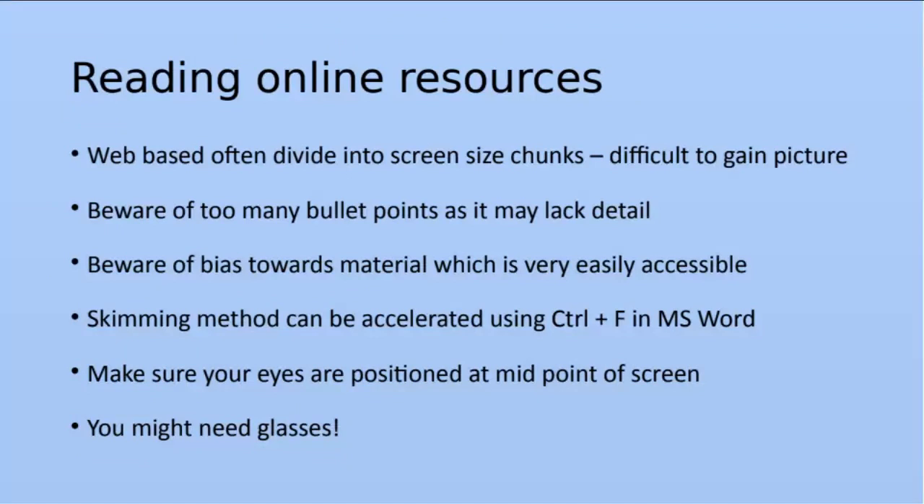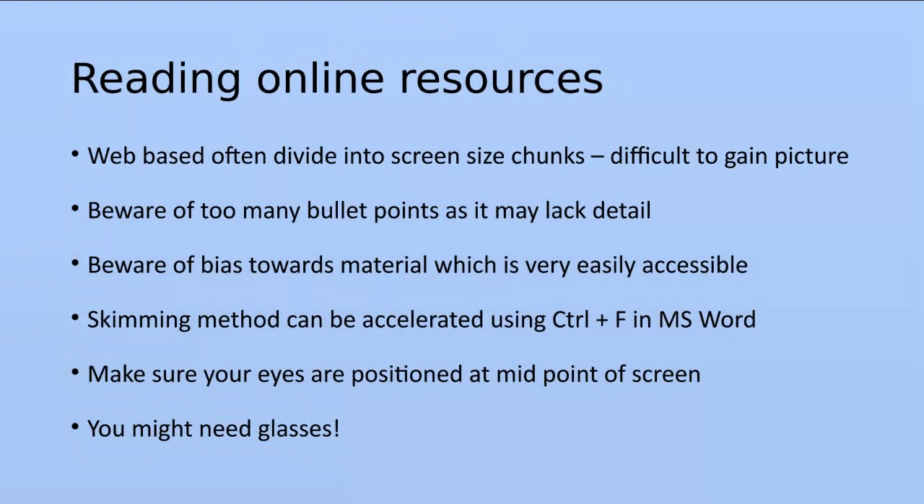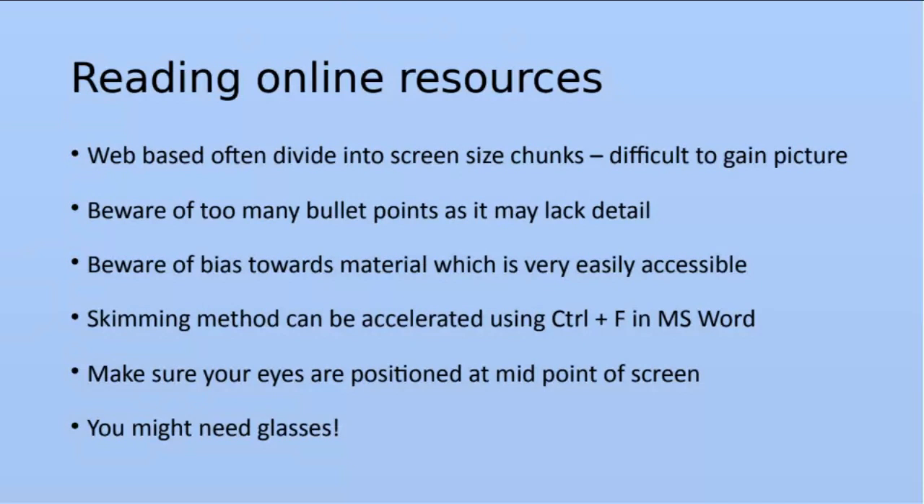Beware of bias towards material which is very easily accessible. It's very easy when you're looking through the library to get an article and think, oh yeah, that looks fine, I'll just take that one because it's the first one that's come up or it's the most read one. So don't be afraid to put in lots of different types of search terms, and maybe go down to the 20th page to see if there are any other materials. Particularly if you're using Google, the sources might be paid to come up there, SEO work.